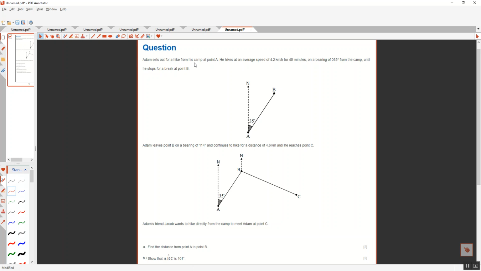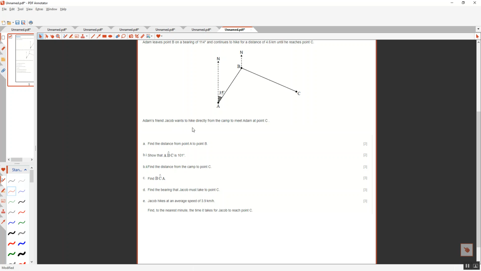Adam sets out for a hike from his camp at point A. He hikes at an average speed of 4.2 kilometers per hour for 45 minutes, on a bearing of 35 degrees from the camp until he stops for a break at point B. Adam leaves point B on a bearing of 114 and continues to hike for a distance of 4.6 until he reaches point C. Adam's friend Jacob wants to hike directly from the camp to meet Adam at point C. Okay, and so you have to answer the following questions.